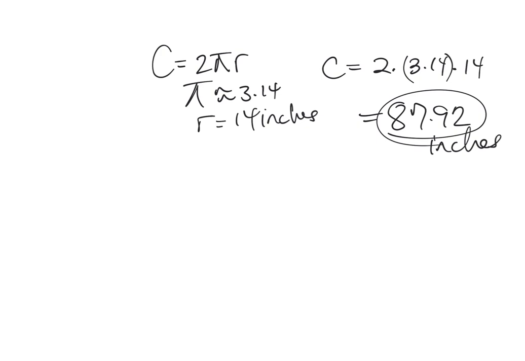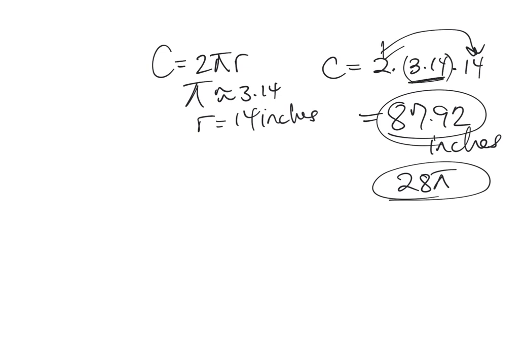Sometimes they tell you to leave your answer in terms of pi. In this case, we would leave our answer as 28 pi because it would be 2 times 14. Those two things we know, and then we just leave the part that we don't know, pi. We just say 28 pi. So that is an option you might see on some exams.